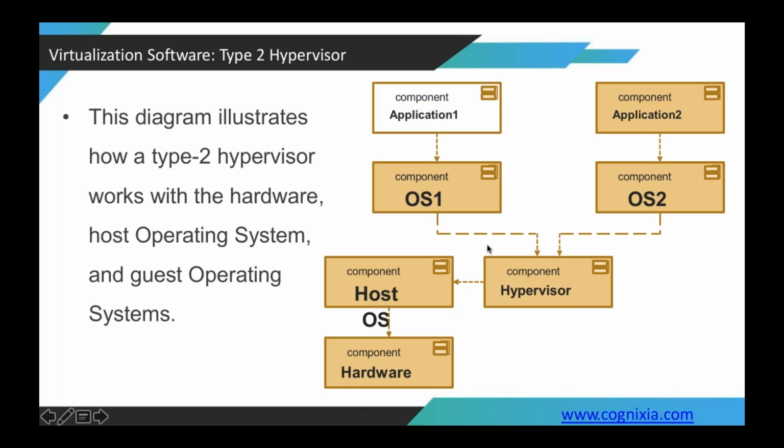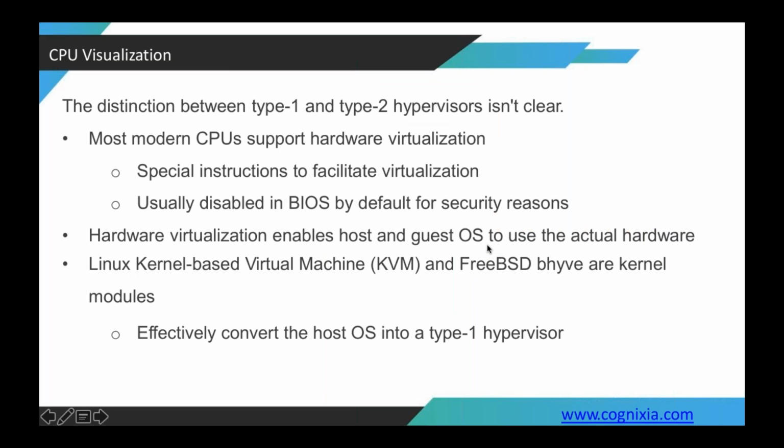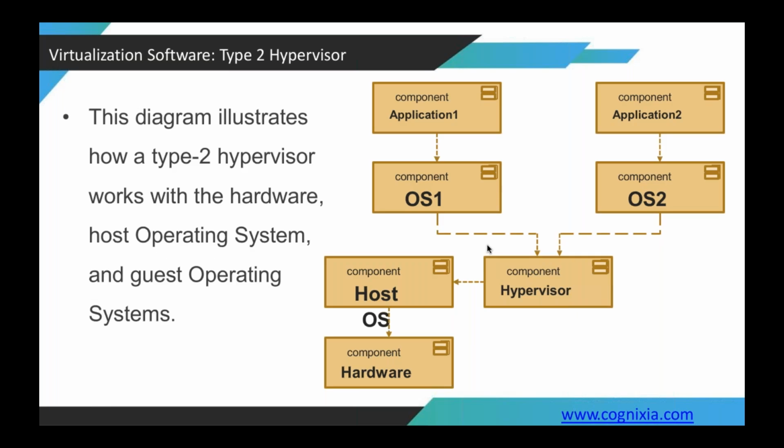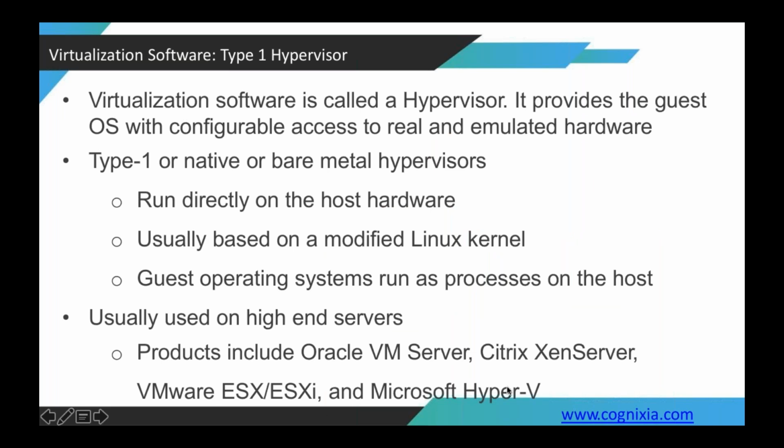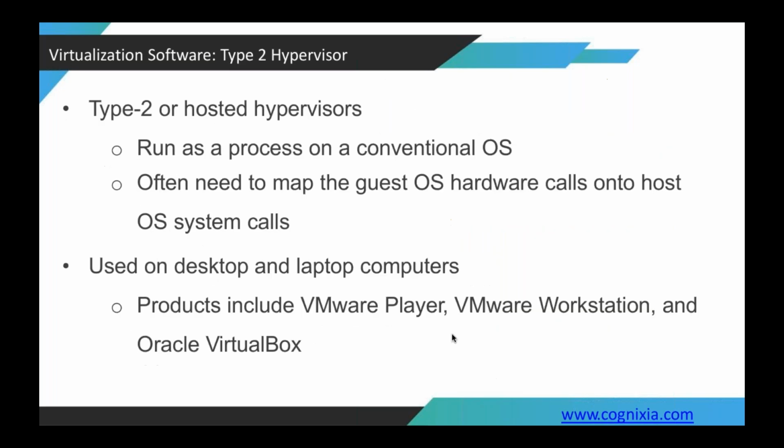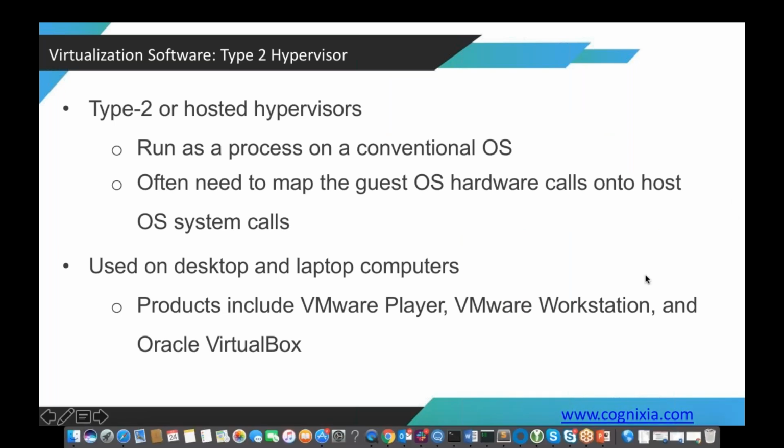All right, so what are the examples of the two? If we talk about the type 1 hypervisor, there is VMware ESXi, Microsoft Hyper-V, Citrix Xen Server, and Oracle VM Server. These are the type 1 hypervisors which you can directly install on your physical servers and then create machines over it. If we talk about the type 2 hypervisors, then there is VMware Player, VMware Workstation, and Oracle VirtualBox. In our case, we are using Oracle VirtualBox for creating the virtual machines.